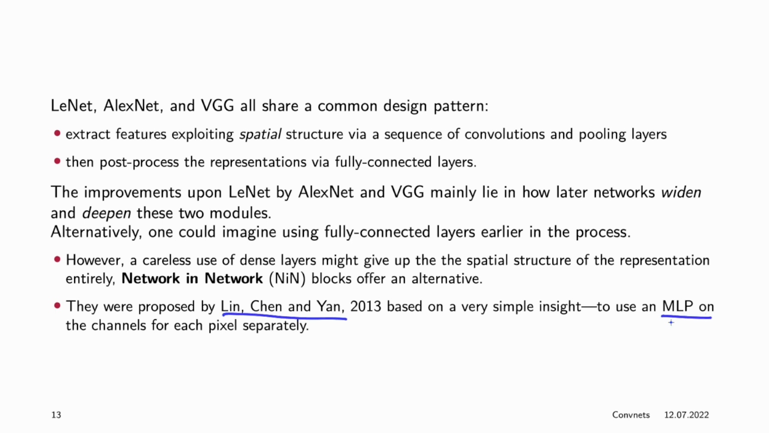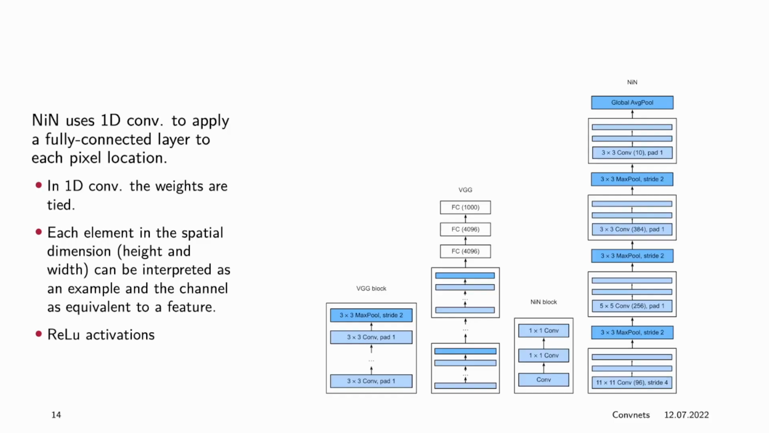These network-in-network blocks were proposed by Lin, Chen and Yan in 2013 based on a very simple insight, namely that a one-by-one convolution corresponds to using a multi-layer perceptron on the channels for each pixel separately. If we look at a network-in-network block, then we see that it first applies a normal convolutional layer and then two one-by-one convolutions. What one-by-one convolutions essentially do is apply a dense layer to a single pixel in the representation that is output by the convolutional layer, and they do it for every single one of these pixels.